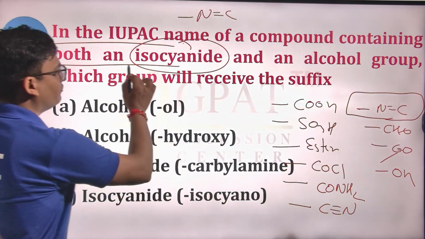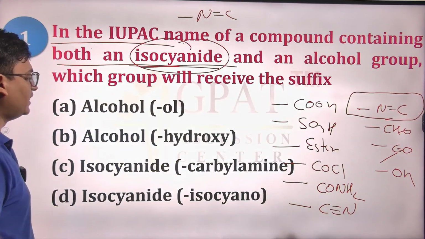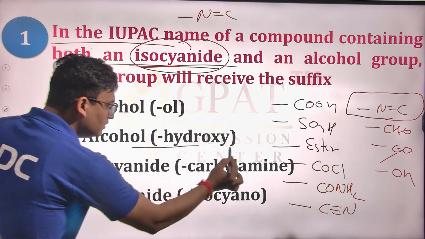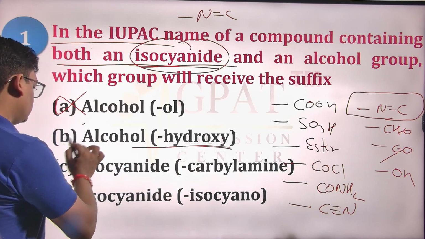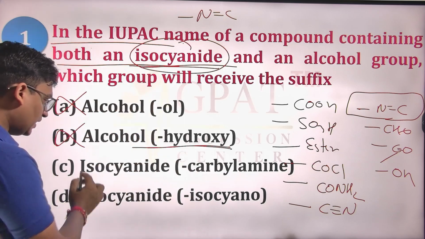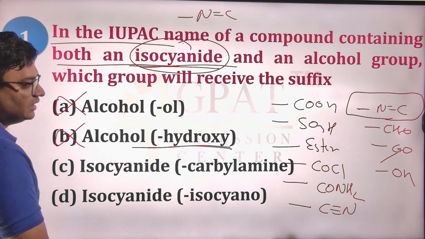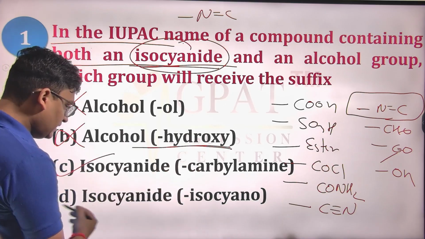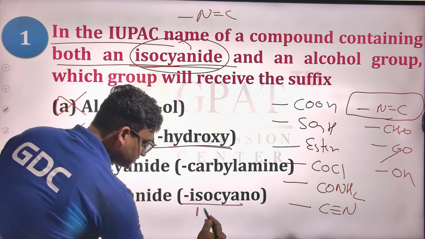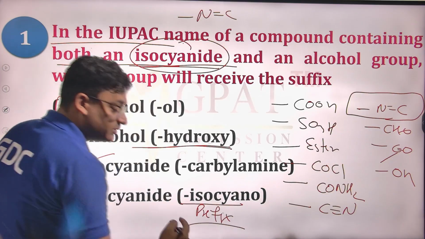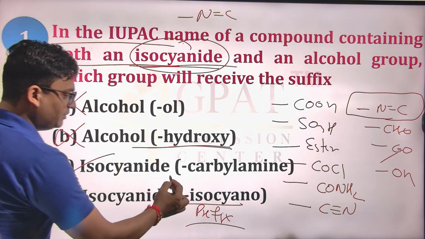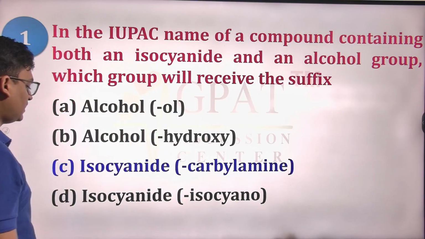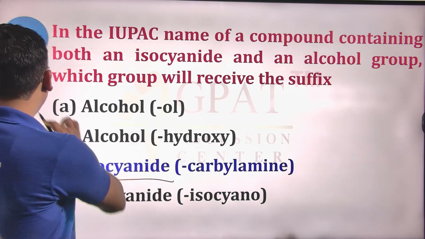So the suffix will be from the isocyanide group. Alcohol will not receive the suffix, but it will receive the prefix, that is hydroxy. So this is correct, but we have been asked about the suffix. Isocyanide will receive the suffix carbylamine. Isocyano is a prefix word. Isocyano is a prefix for the naming of isocyanide, but carbylamine is the suffix name for the isocyanide group. So yes, the right answer will be C. C is the right answer.